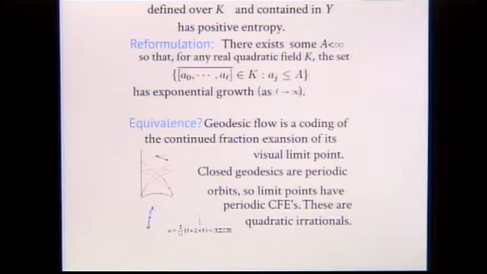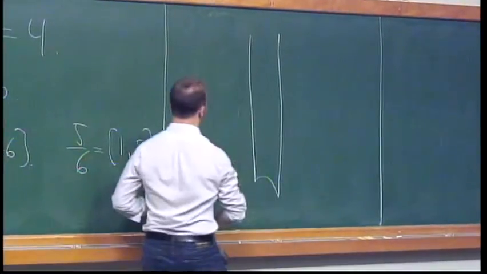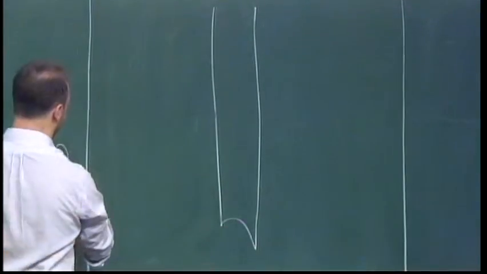So that sort of explains why I have quadratic irrationals here. Why do I have this number capital A? How do you go high in the cusp? If here's my modular surface, and I'm going to go high in the cusp by a geodesic, I have to do it like this.